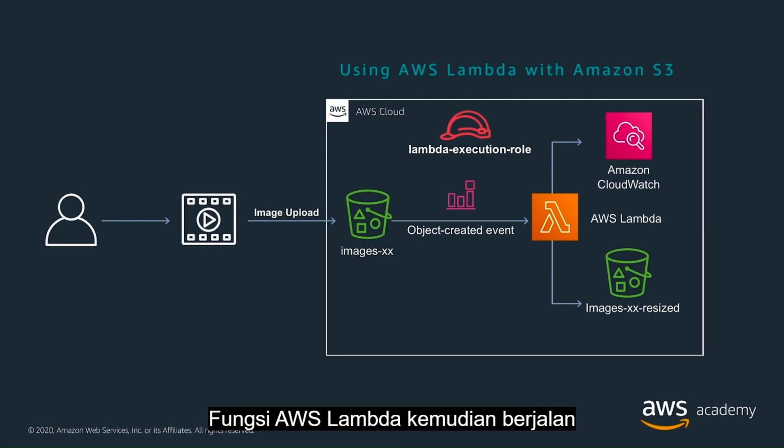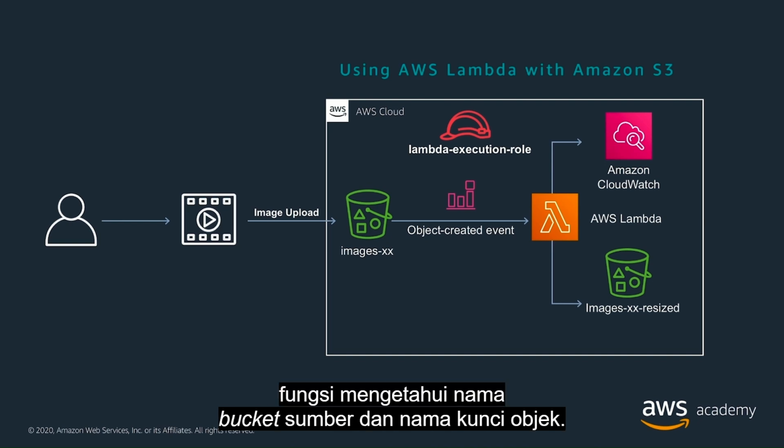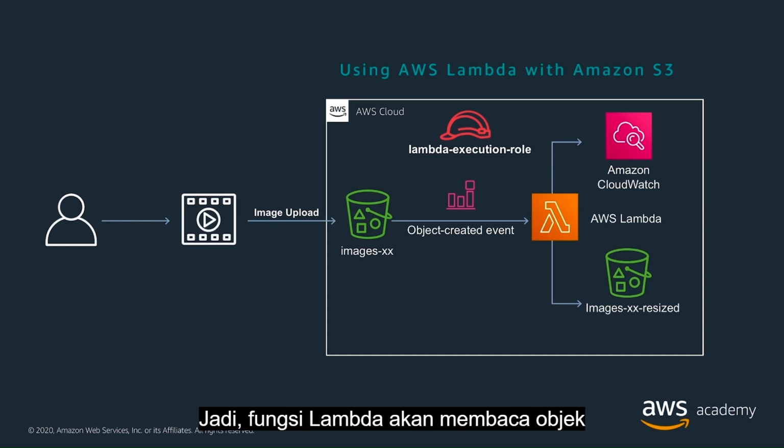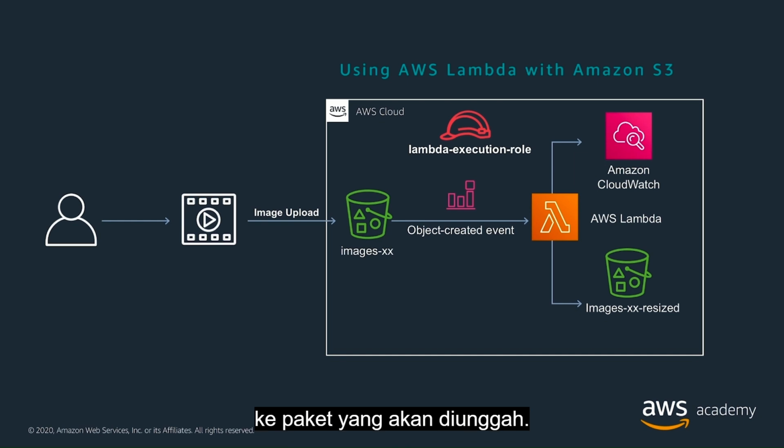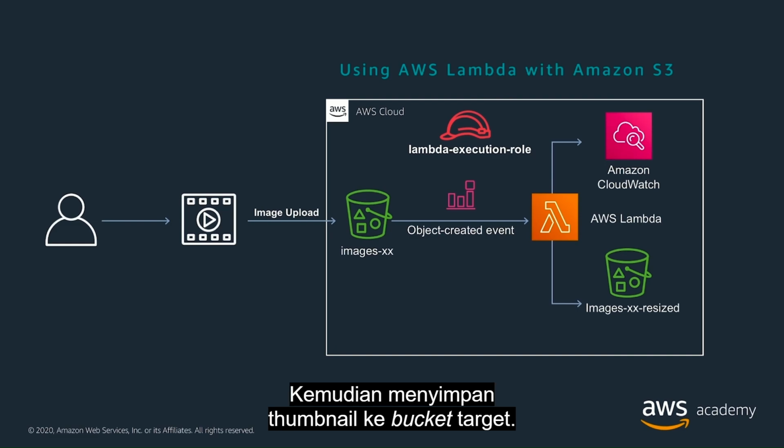The AWS Lambda function then runs, and from the event data that it receives, the function knows the source bucket name and the object key name. So the Lambda function will read the object and create a thumbnail version using built-in graphics libraries onto the package that we will upload. It then saves the thumbnail to the target bucket.